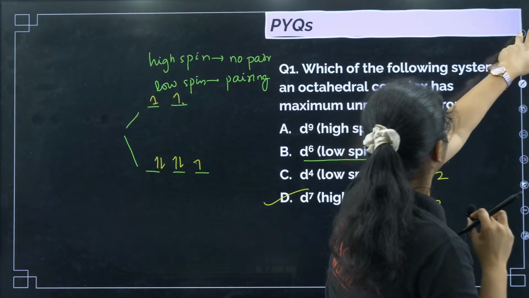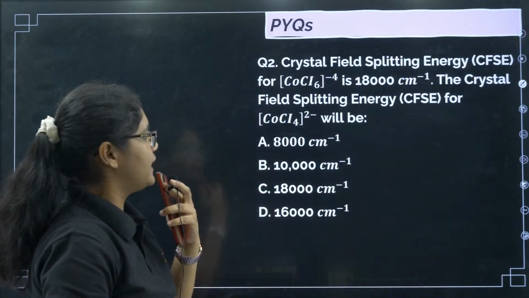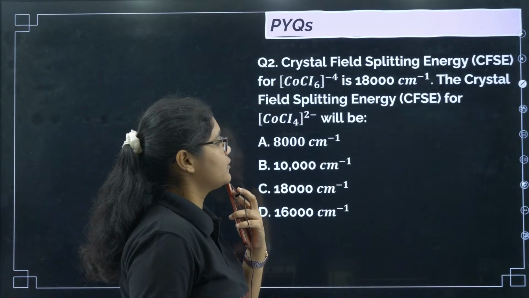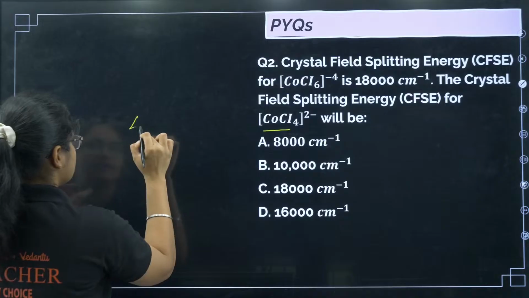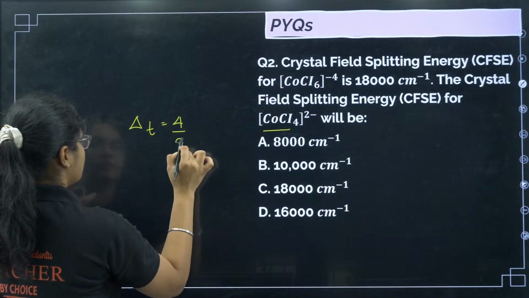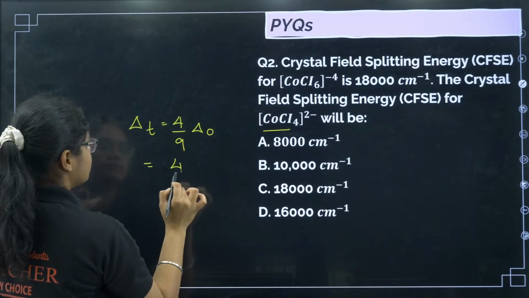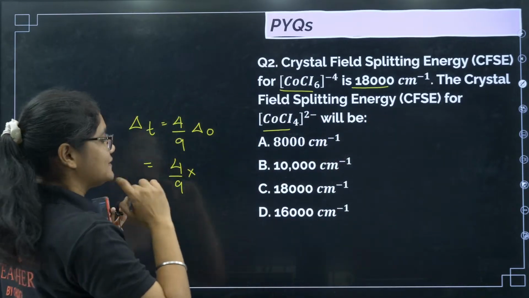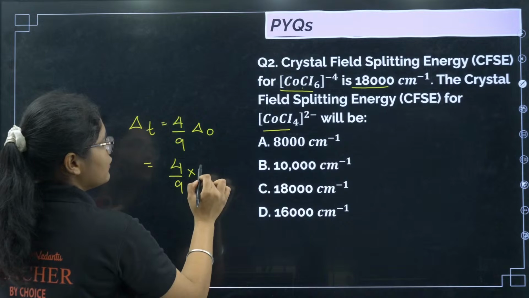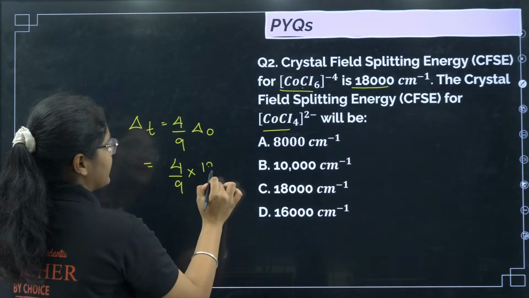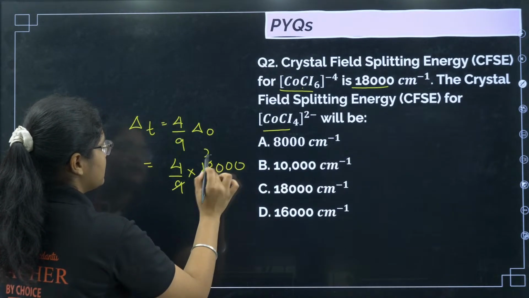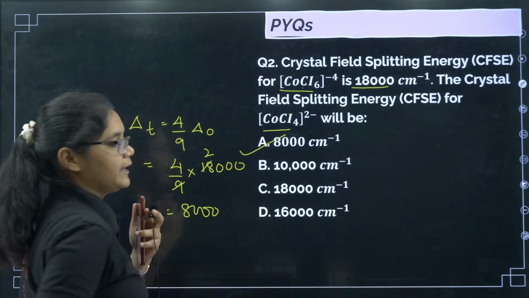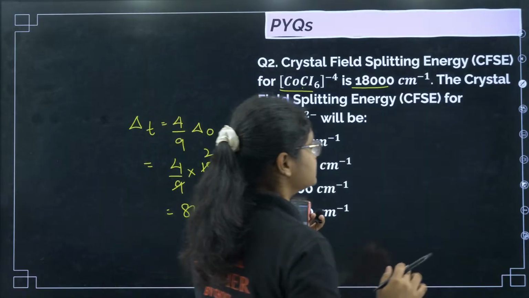Okay, next we have the crystal field splitting energy of CoCl6 is 18,000 and the crystal field splitting of CoCl4. So what is the relation here? Delta T is equal to 4 by 9 of delta O, right? So 4 by 9, you can see here CoCl6 is delta O, that is coordination number 6, and you want to find delta T, that is 18,000 times 4 by 9, so it is 8,000. Okay, so that is your option number A. Those who are saying A, that is the correct answer.